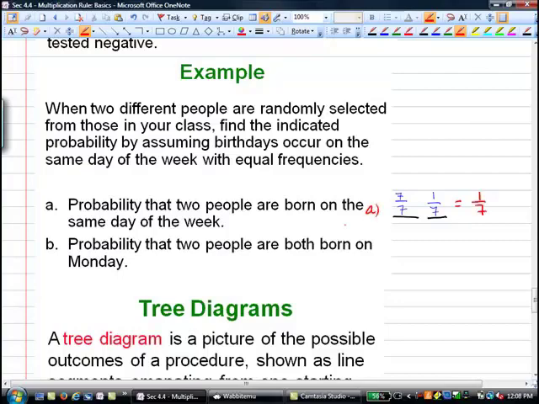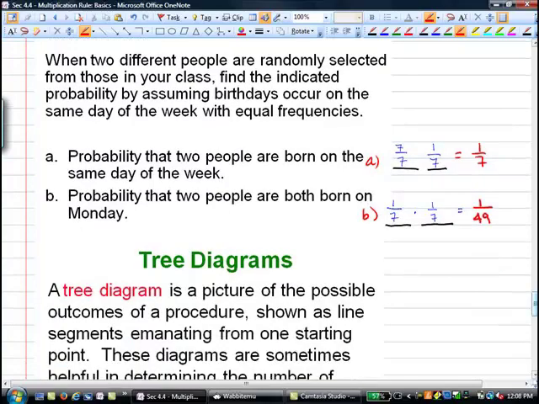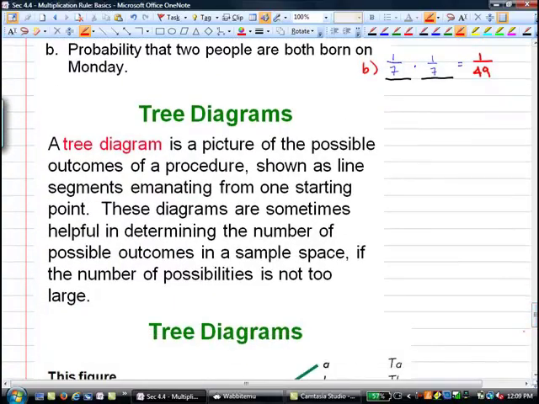This is for part A. For part B now, we're told that 2 people both have to be born on a Monday. So the first person's born on a Monday, the second person's born on a Monday. That means now we only have 1 choice out of 7 days. Are the days of the week that people are born on independent or dependent? Independent. When I was born doesn't depend on when you were born. This person has a 1 out of 7 chance of being born on that same day of the week. So this is going to be equal to what? 1 out of 49.